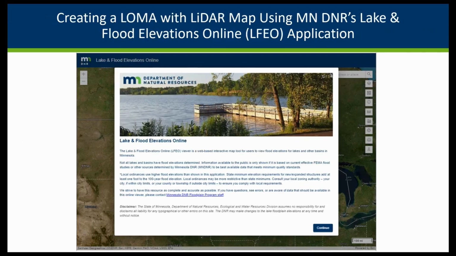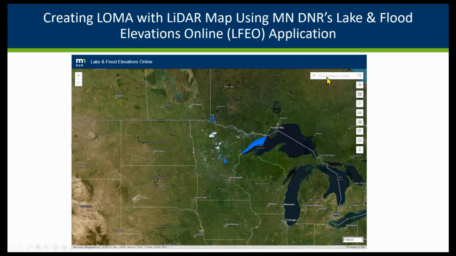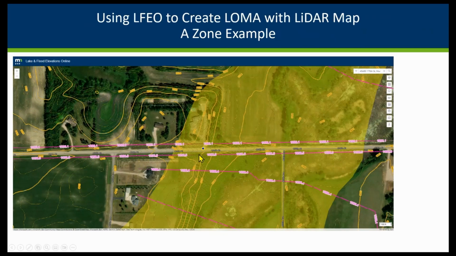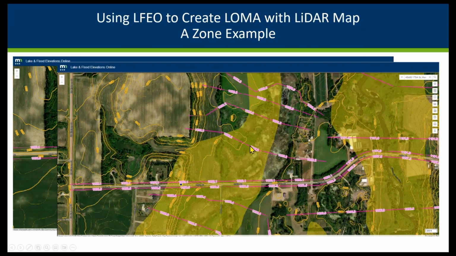So we're back looking at the LFEO site, which we've opened. We'll continue on through the splash page, and we'll enter our address, or an area near the area of our interest in the address box. In this case, the address brought us to this location, and we're seeing these cross sections here, but we want to show the cross sections above and below our site, which is right here. So I zoom out so I can see the cross sections that are upstream and downstream of our site.